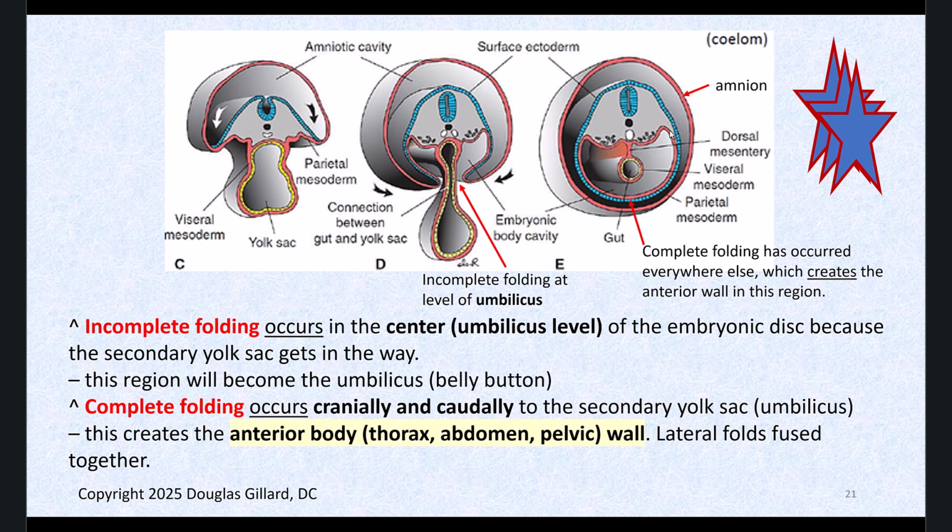Now this is our first cut right here that is above this level, like out of the plane of the page, where the secondary yolk sac would be not included in this cut. And now we can see what should happen. Notice these two lateral folds. There's one lateral fold, another lateral fold. They've completely fused together in the midline. See how that works? And then we have a body cavity right here with a tube going through it. So this could be the thoracic cavity, it could be the abdominal cavity, the pelvic cavity. It can't be at the level of the umbilicus because the yolk sac stops folding in that region.